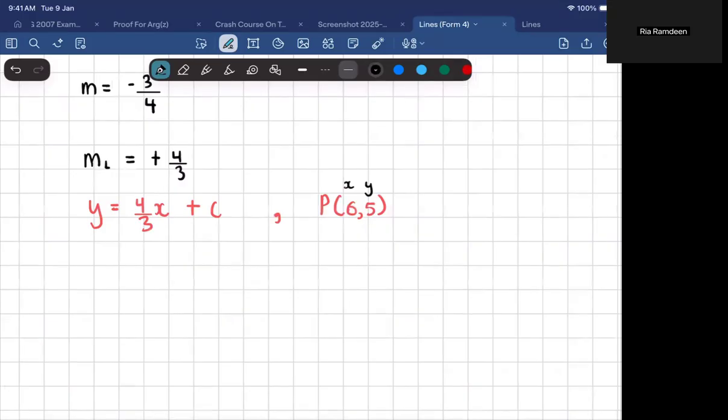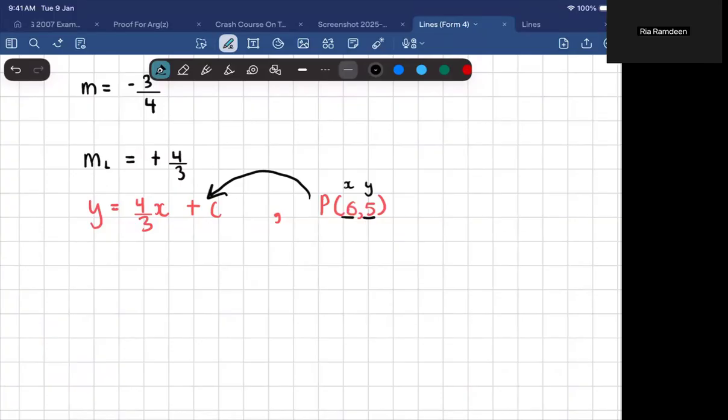Sketch it on a graph? No. We want to find the equation of the line. Like we just discussed, what are we missing here to complete the equation? Missing c. If I know what y and x are, what would be my only unknown? C. If it's the only unknown, then I can find it. So I should plug the x and y value, 6 and 5, into the equation and find for c.